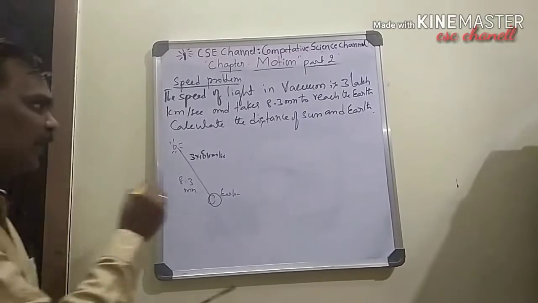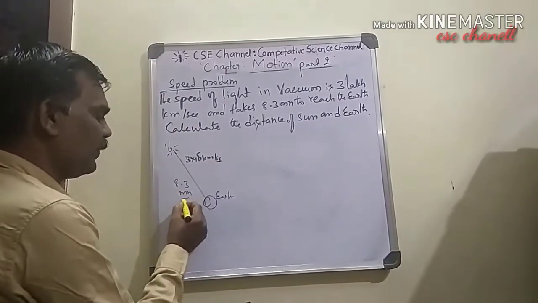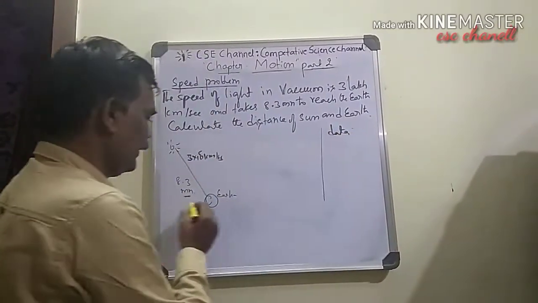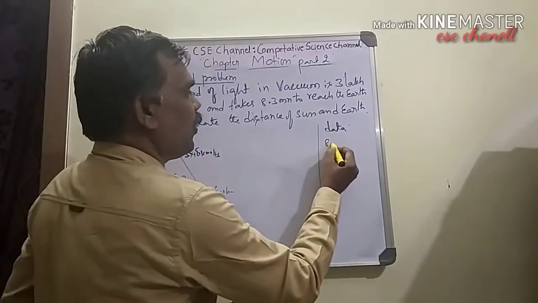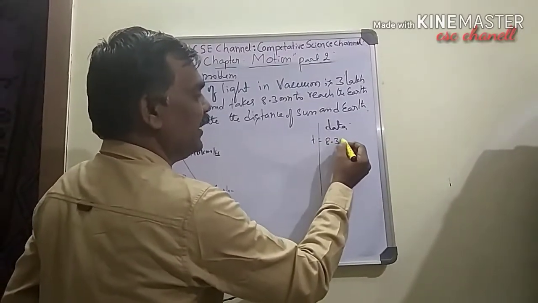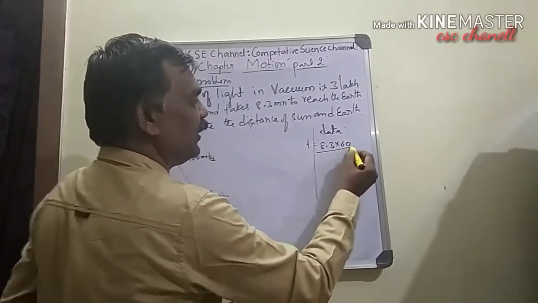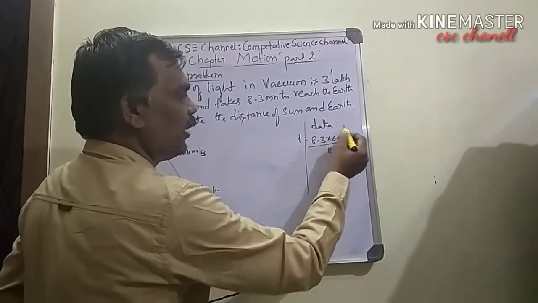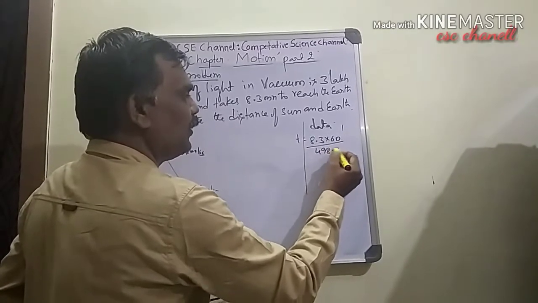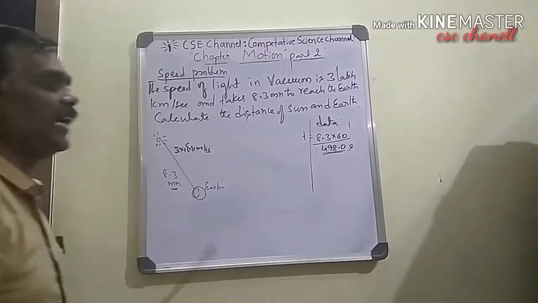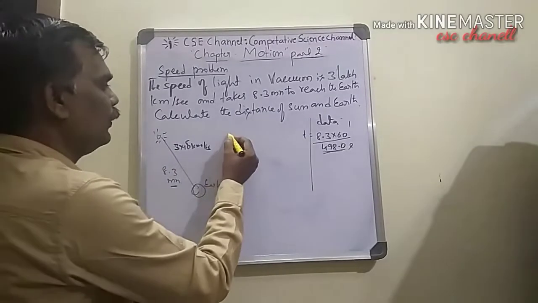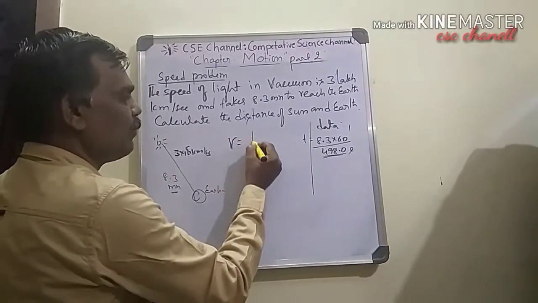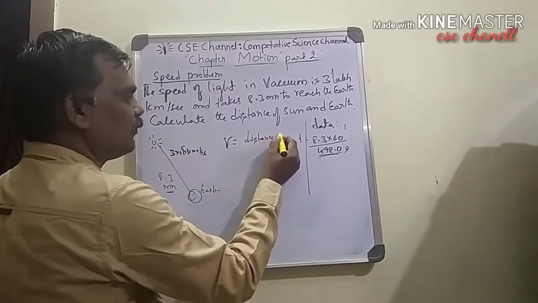Here the unit is per second, but here the time is in minutes. So the time we have to calculate in seconds. So 8.3 minutes is converted into seconds. 6 threes are 18, 8 sixes are 48 plus 1, 49. So 498 seconds will be there. Now the speed formula: distance divided by time taken.